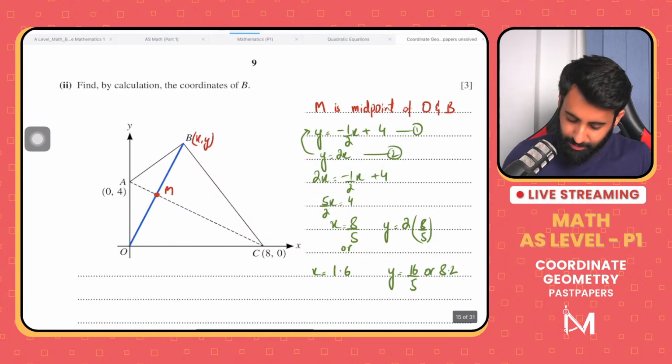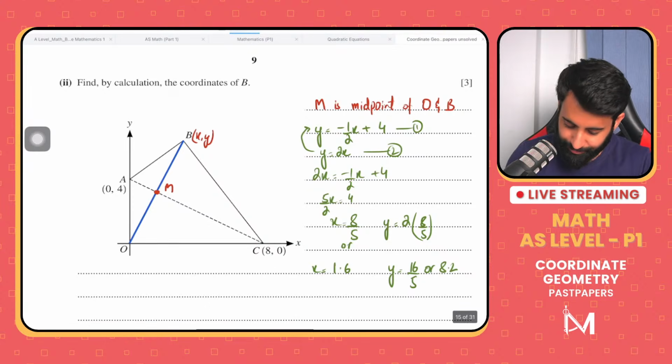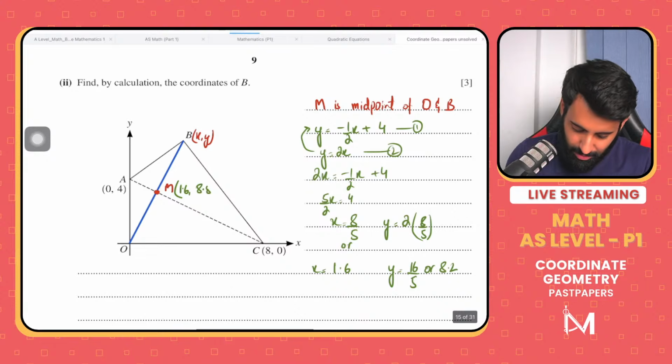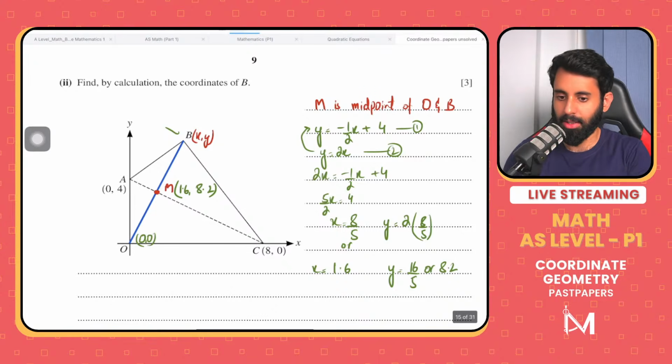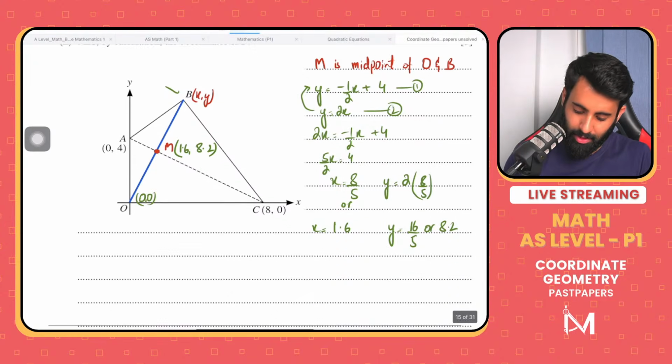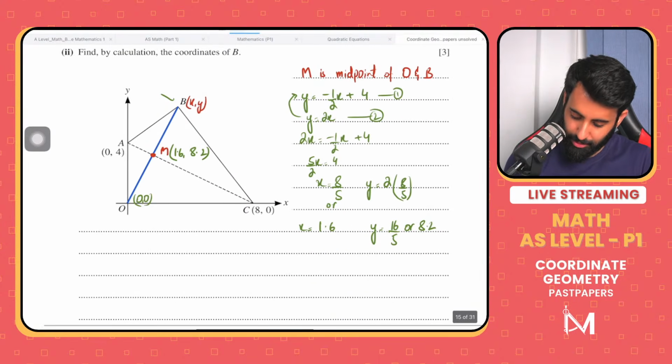Now, here's what we have done so far. We have found the coordinates of M, 1.6 and 8.2. We know the coordinates of the origin, 0, 0. All we have to do now is find out the coordinates of B. So how can I do that? Here's what I will do.